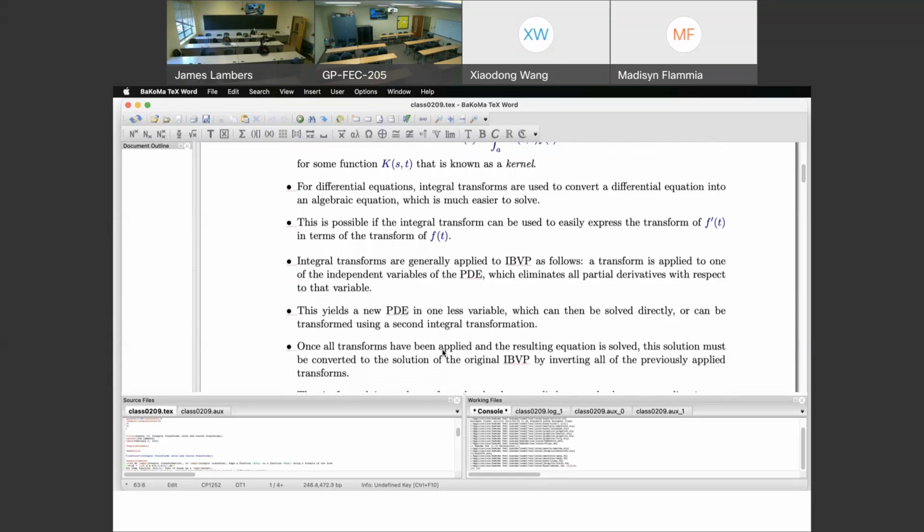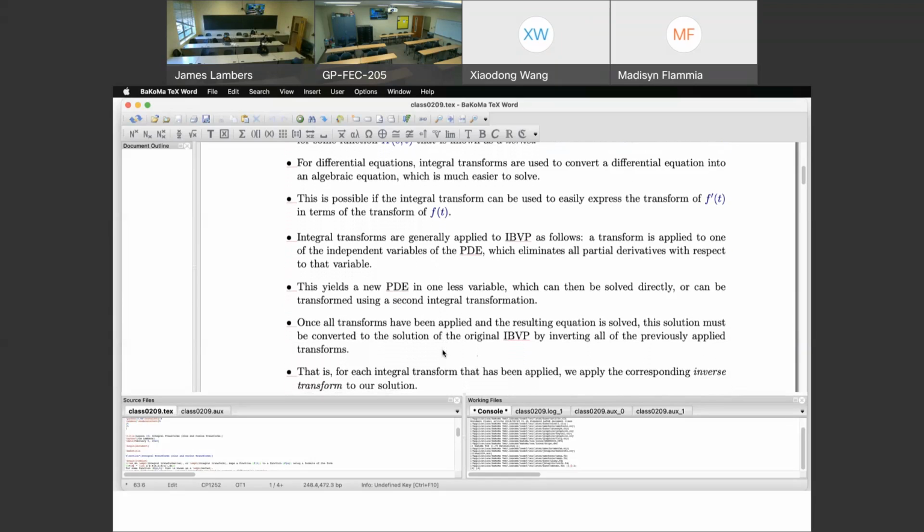Once you get the equation as simple as you can, you go ahead and solve it. But then you have to go back, because when you solve your simpler equation, like your PDE becomes an ODE, you've not found the solution of your original problem. You've found the integral transform of your solution. So it's important that the integral transform process be reversible.